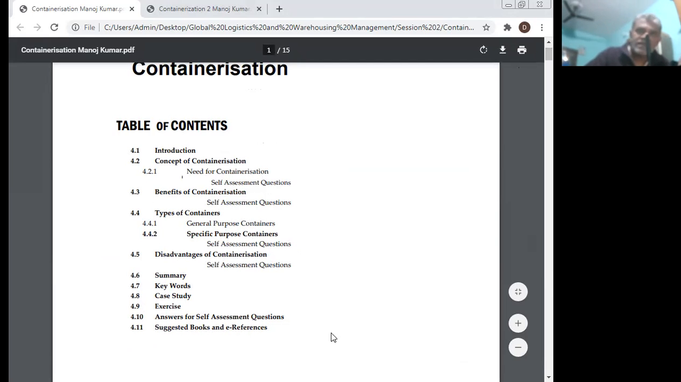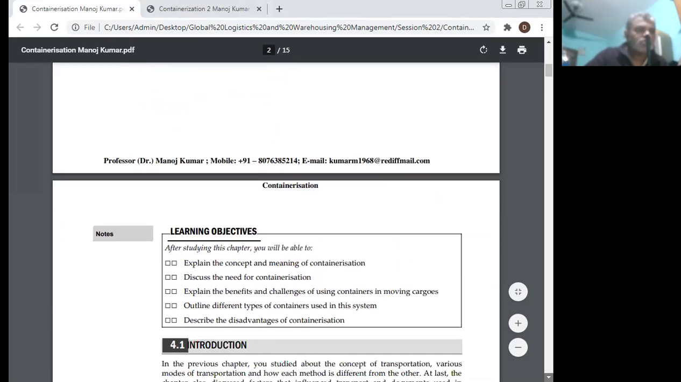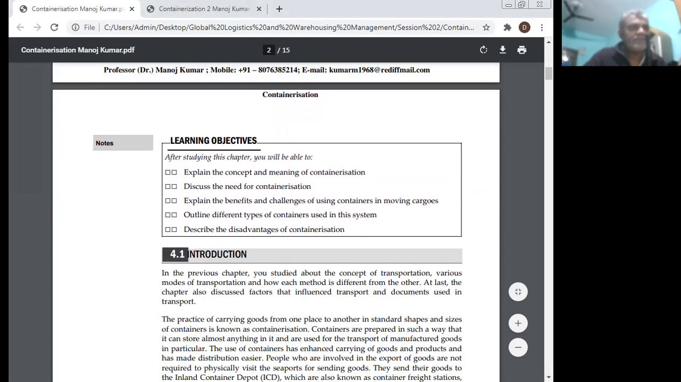and e-references. This chapter is prepared by Dr. Manoj Kumar, and the learning objectives are to explain the concept and meaning of containerization, discuss the need for containerization, explain the benefits and challenges of using containers in moving cargo, outline different types of containers used in the system, and describe the disadvantages of containerization.